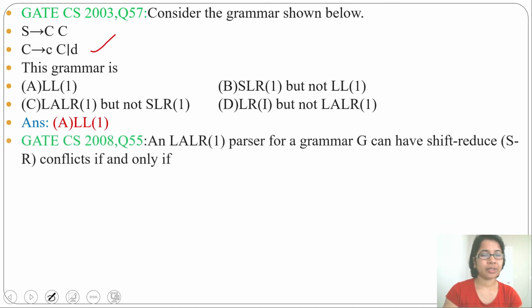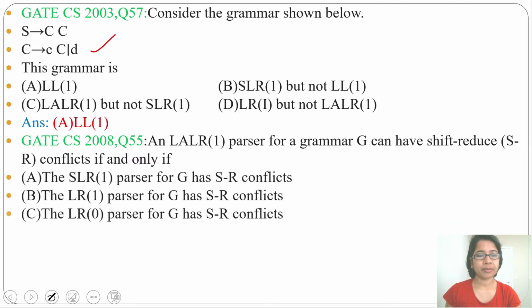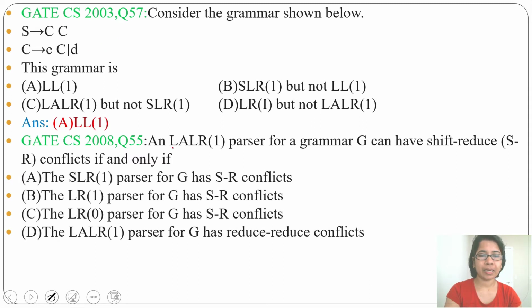Next question, it was asked in GATE CS 2008, question number 55. An LALR1 parser for a grammar G can have a shift reduce (SR) conflict if and only if... Four options are given. I already discussed this thing. LALR has a shift reduce conflict only if CLR has a shift reduce conflict. We don't find new shift reduce conflicts in LALR. If in CLR there is a shift reduce conflict, then there is a chance that LALR also has a shift reduce conflict. But there is a chance that CLR has no reduce conflict, but in LALR we might find a reduce conflict.